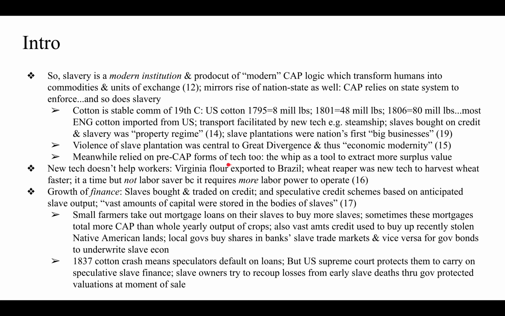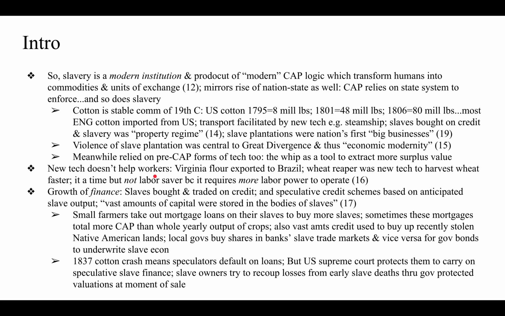And I also want to point out that, as they mentioned, slavery also relied on pre-capitalist forms of technology too. And this was something that we saw in Andrew Liu's book, Tea War. In the case of U.S. slavery, for instance, the whip, the use of this older kind of tool, but used in new, very horrible ways to extract more surplus value from people by getting them to work faster and more and harder. The whip as a tool to extract surplus value.